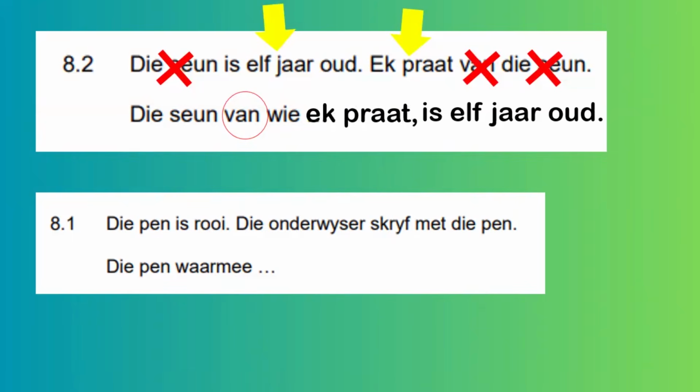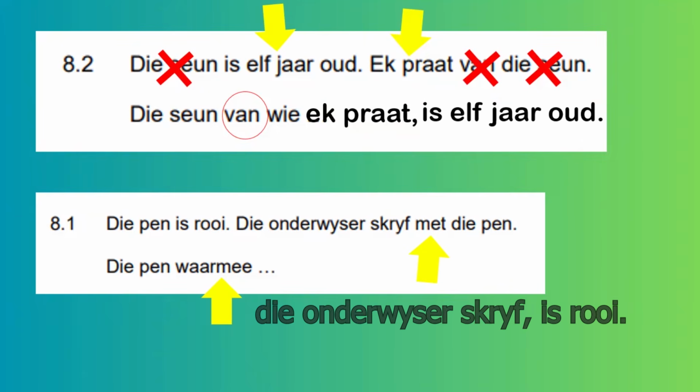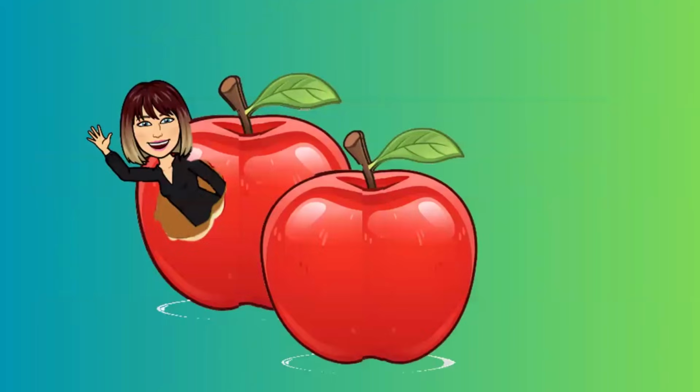Let's look at another example from a past paper. Die pen is rooi. Die onderwyser skryf met die pen. Die pen waarmee. So the first thing that we would cancel out is the pen, because we're going to start with that in our answer as well. But you see another word that we're going to cancel out. Met, because here we have waarmee. And you remember, waarmee is wat plus met. So we're going to cancel met out as well. So our answer would be, die pen waarmee die onderwyser skryf, is rooi. And there you have it.